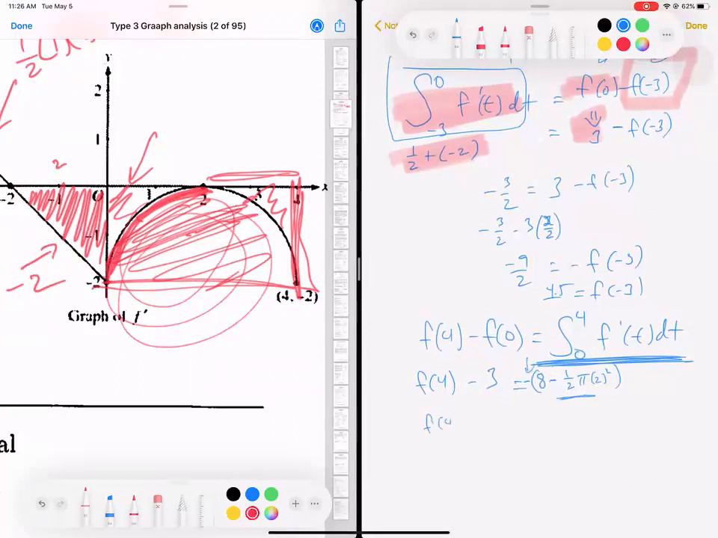So f of 4 minus 3 is equal to negative 8 minus 1/2, and 1/2 times 4 is just 2, so it's going to be 2 pi. And we're just going to leave it like that. F of 4 is equal to negative 8 minus 2 pi plus 3. We're done. Do not do any more work to that.